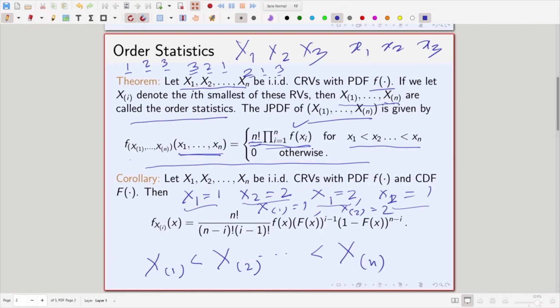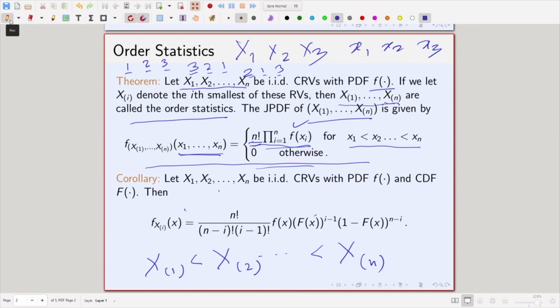So that's the heuristic explanation of this density. If you have to prove it, the proof is slightly more complicated, but the heuristic should be clear. Okay, let me just clean this a bit.